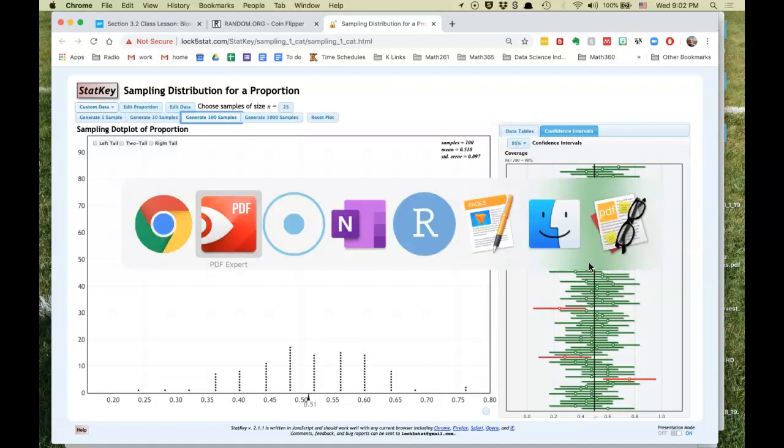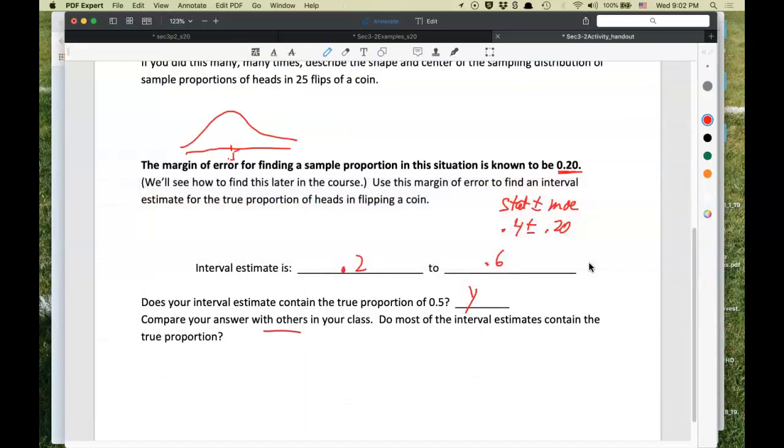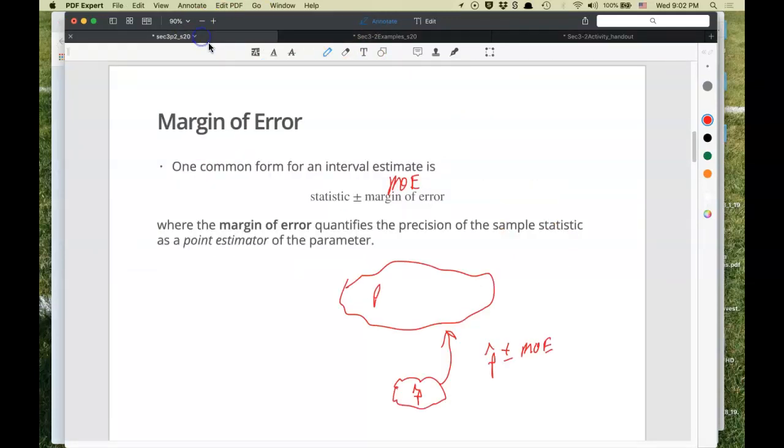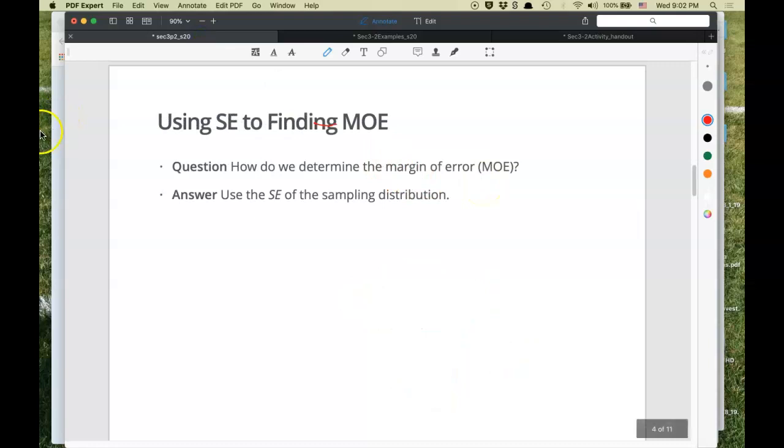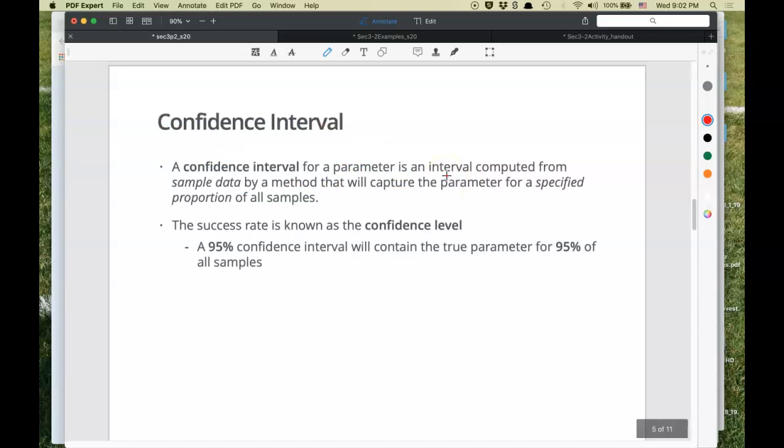All right, now let's go back to the notes and see where we left off here. We had this idea of the margin of error, but now let's talk about how we can use the standard error to find the margin of error. How do we determine the margin of error? Well, we use the standard error, the sampling distribution. The confidence interval for a parameter is an interval computed from sample data by a method that will capture the parameter for a specified proportion of all samples.